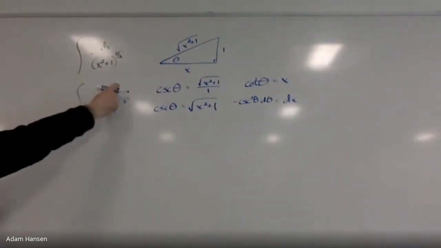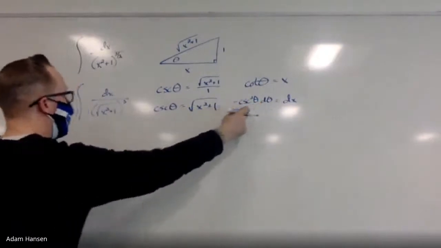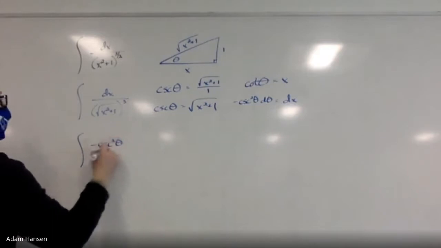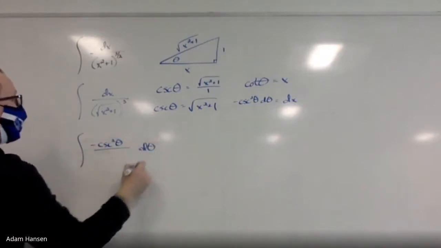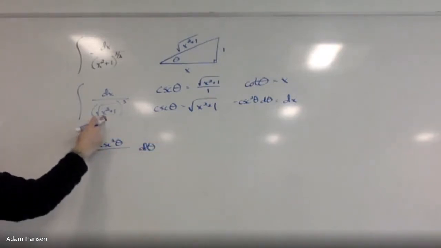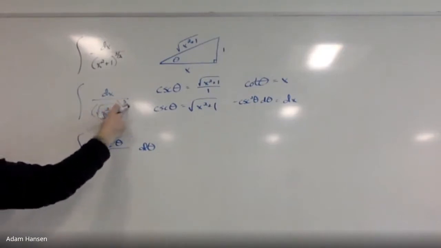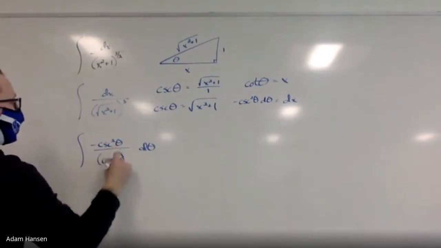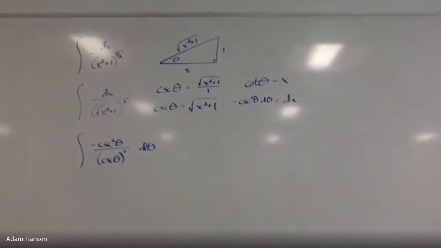So in for dx, I can replace with negative cosecant squared theta d theta. And in for root x squared plus 1 to the third, I'll have cosecant cubed theta. Pause here. What's not making sense with how I've got these substitution steps put together? It's not necessarily the substitution steps.